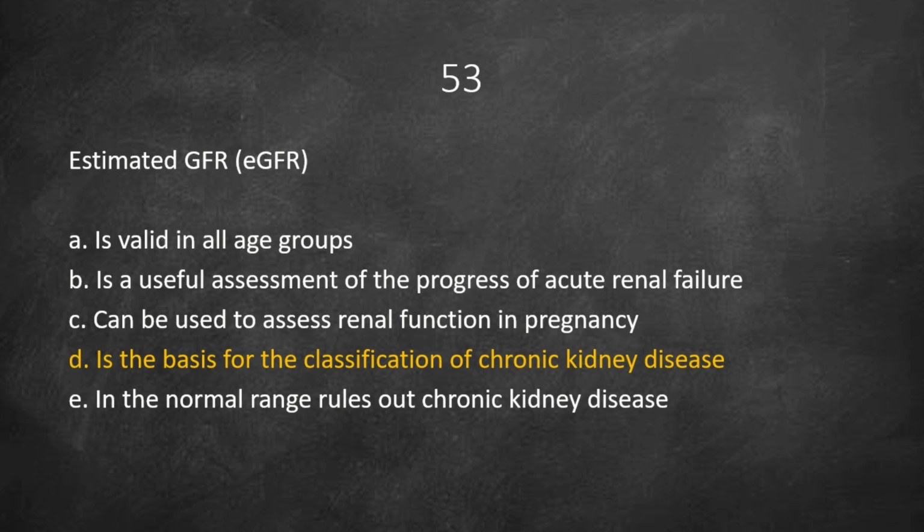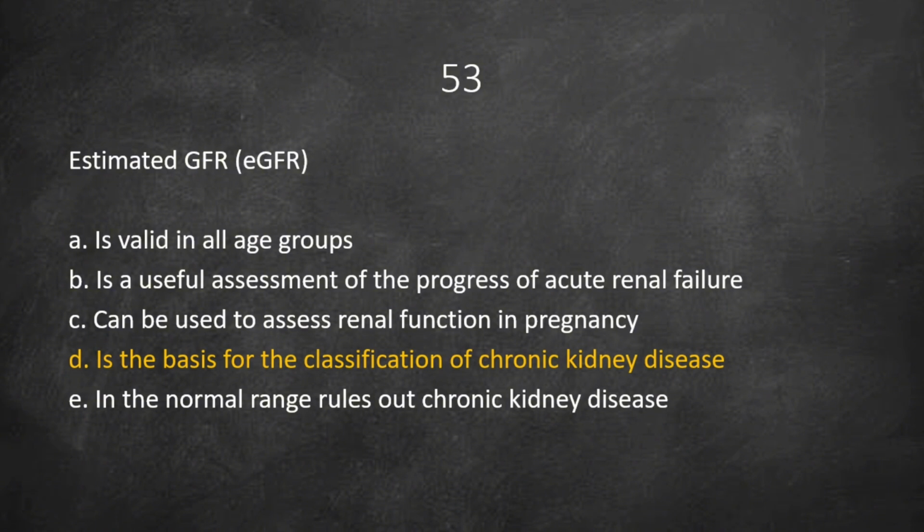Then if you look at option C, it can be used to assess renal function in pregnancy. In pregnancy, it may be a little bit misleading because of the physiological changes that occur in pregnancy. So that answer too, we will not accept. Then D, it says the basis for the classification of chronic kidney disease. That is very correct, because the eGFR is a key component in the classification of chronic kidney disease. So it's used to stage the disease.